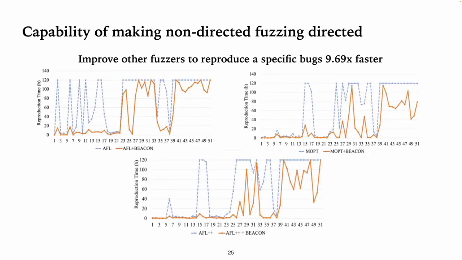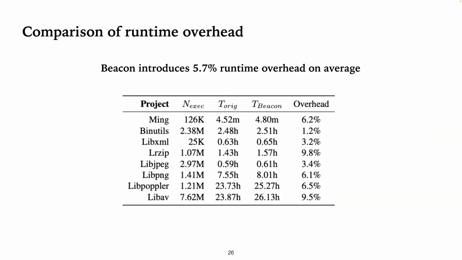Meanwhile, we integrate Beacon with three other state-of-the-art fuzzers, AFL, MOPT, and AFL++. On average, compared with the original tools, the integration can improve other fuzzers to reproduce a specific bug 9.69 times faster. Moreover, to evaluate the runtime overhead caused by the precondition filtration, we run the same input against the two versions of the benchmark program. And fortunately, we found out that Beacon introduced less than 6% runtime overhead on average.